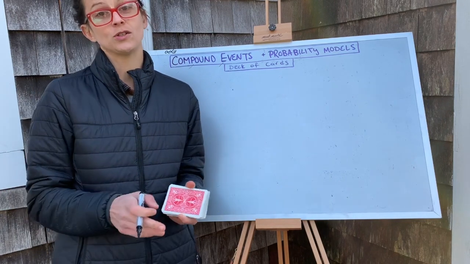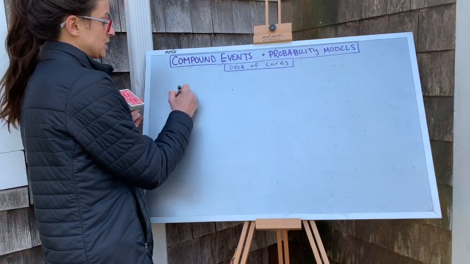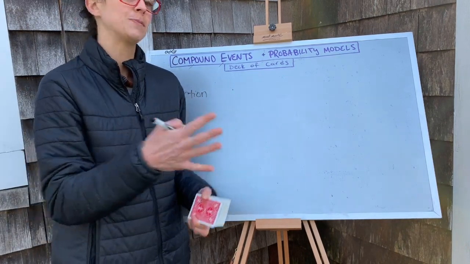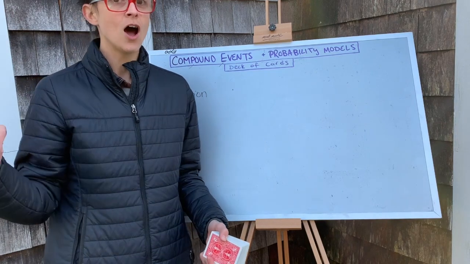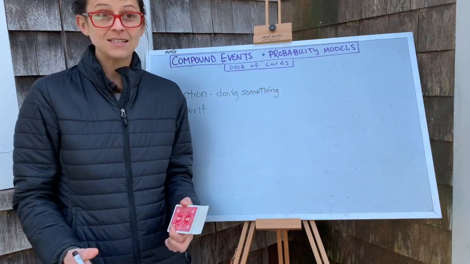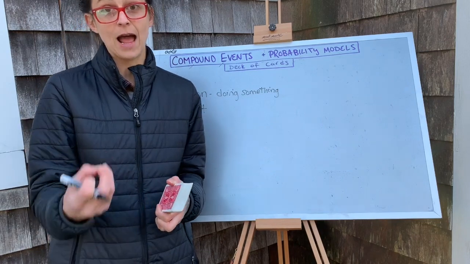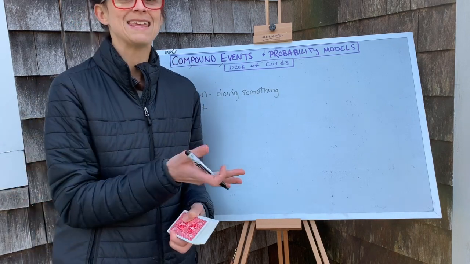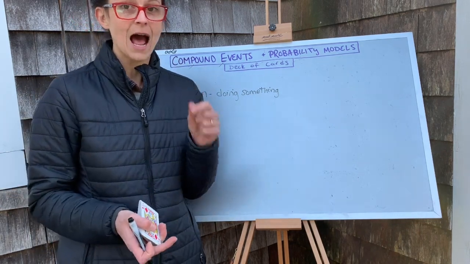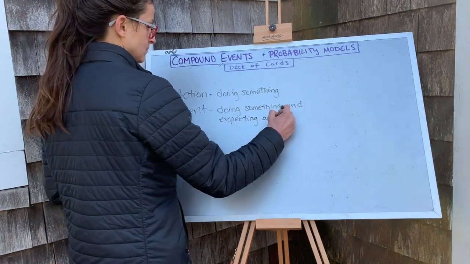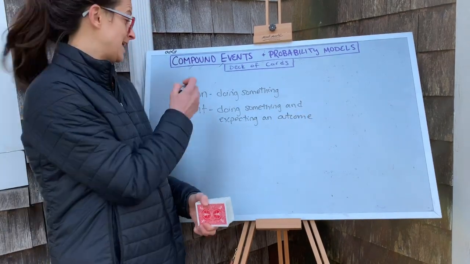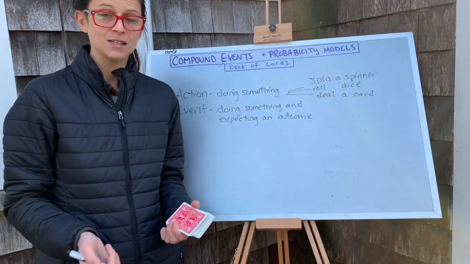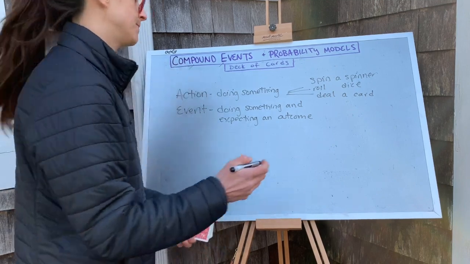Before we get started, let's get to know some important vocabulary. An action in probability is doing something: dealing a card, spinning a spinner, rolling a dice, picking a random object. An event is an action with a specific desired outcome. So drawing a red card, spinning a 2 on a spinner, rolling an even number, choosing a red object. Okay, so again, an action is just describing what you're doing. That becomes an event when you look for a specific outcome.